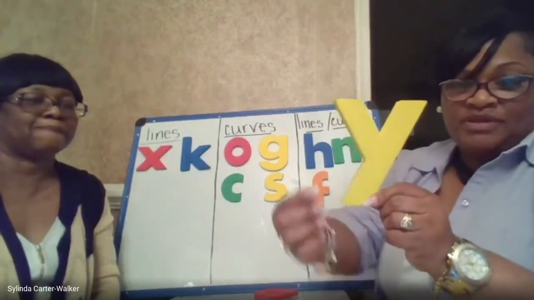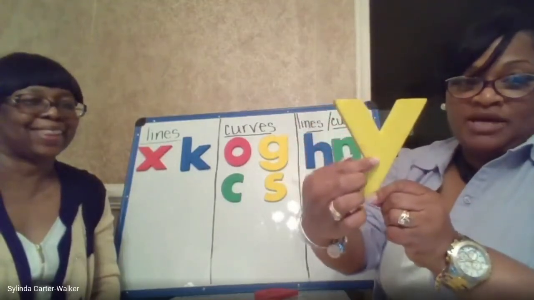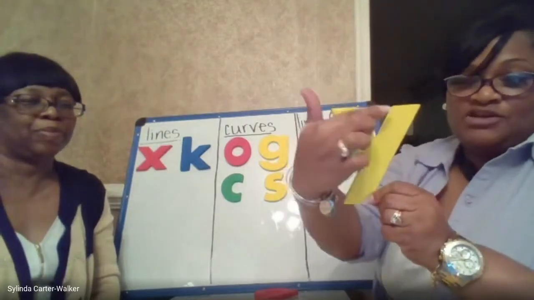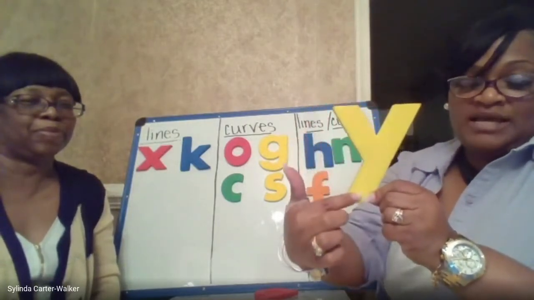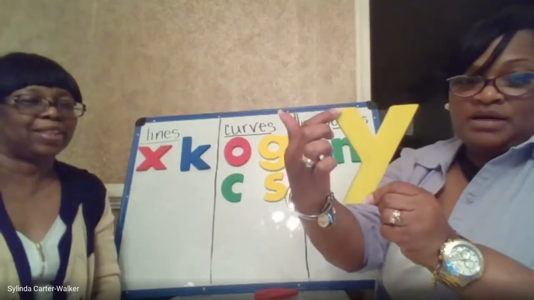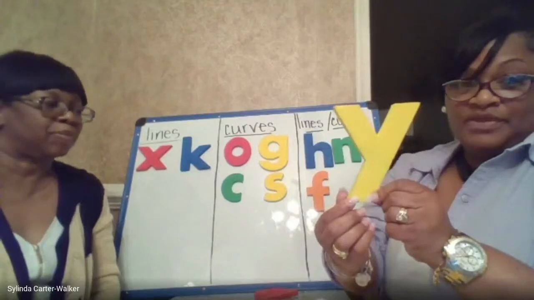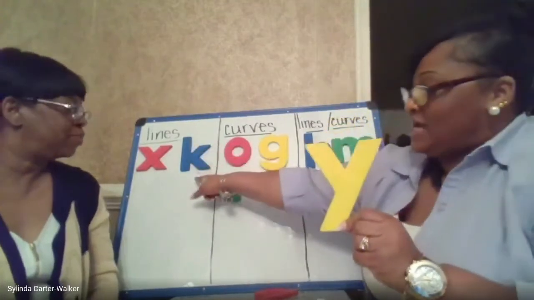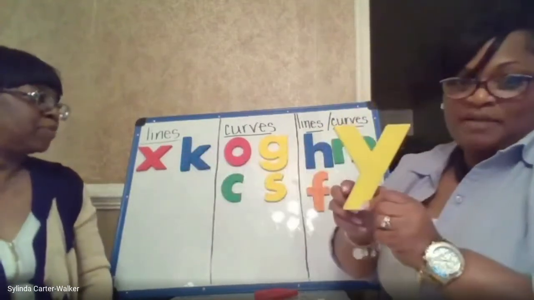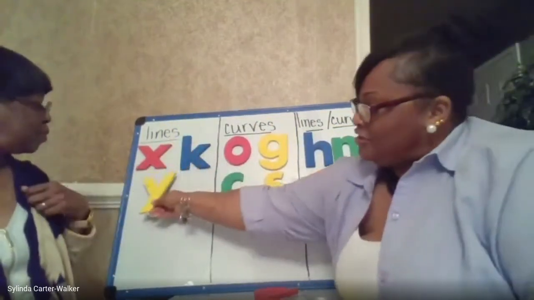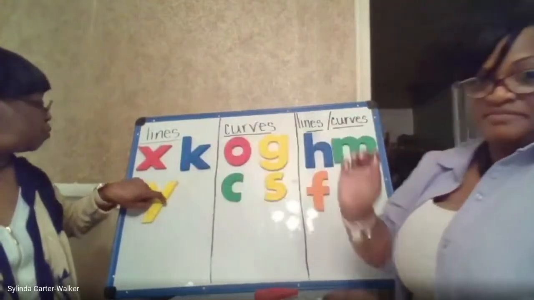Take a look. If you go down and down again, start at the top, a straight line down, come up, another straight line. If you said just lines, you are absolutely correct. I'm going to put it right here under the X.